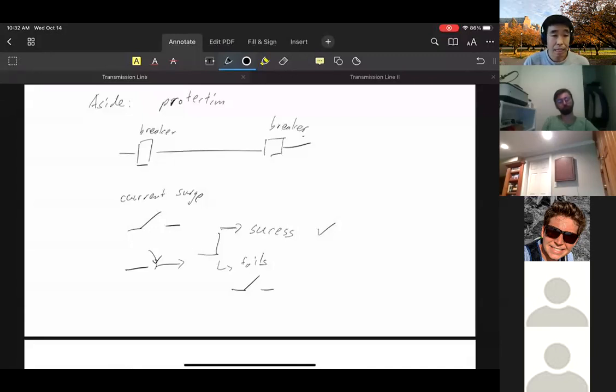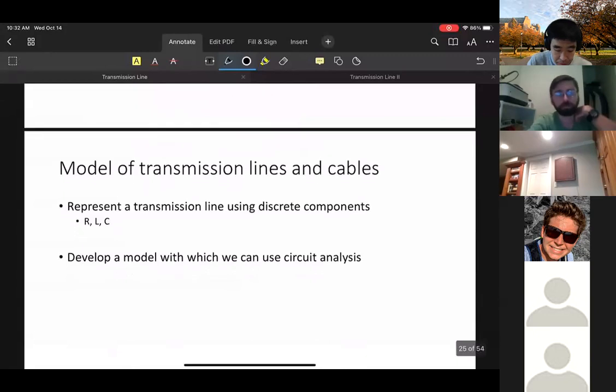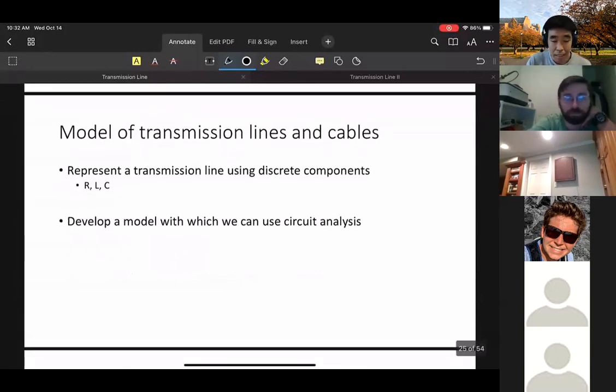Okay, so if not, let's look at some equations for our transmission lines. The goal is to take a transmission line and model it by discrete components, the RLC, so we can again do circuit analysis. So how do we get there? Let's look at it piece by piece.